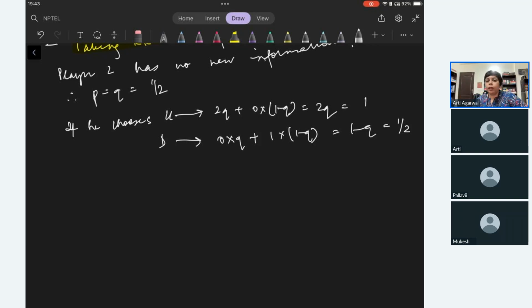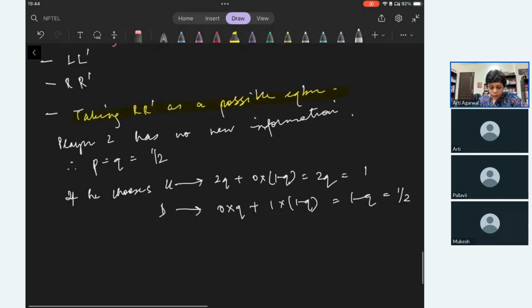Now, if player 2 is going to play U, remember, player 1 already knows his type. If player 2 is playing U, and consider the first part where he is of type G, player 1 is getting a payoff of 2 for the strategy U, and he's getting a payoff of U for strategy L. So he's going to choose strategy L. Let me again mark this on the game actually.